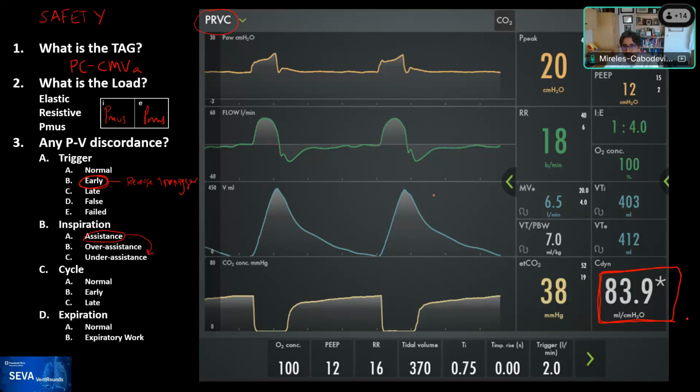Is this under assistance? So if we take a look at the tidal volume, is the tidal volume at target? And it's pretty close. I mean, the target is 370. The patient is getting 1 cc per kilo more than expected, and the pressure is above the baseline. It's above the baseline. So I would say that at least the patient is getting some amount of work being done by the ventilator in there. So how could we assess under assistance in this circumstance?